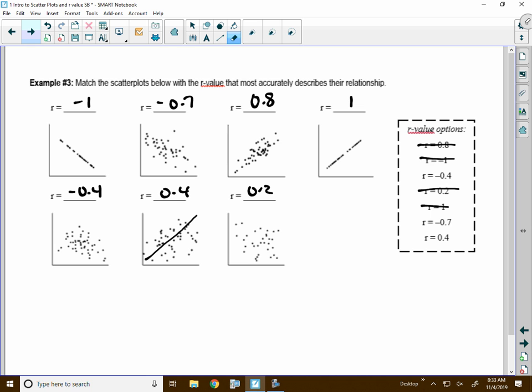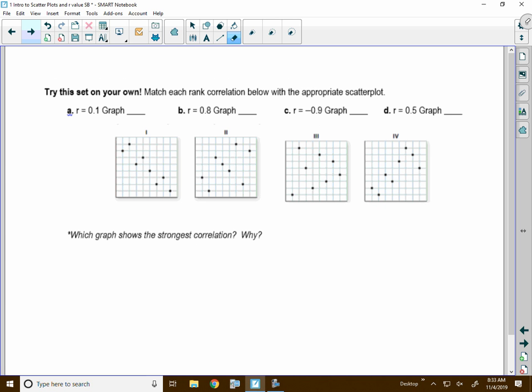Okay. All right. Here we go. Try it. Go ahead and do this one on your own if you haven't already. See if you can figure out which one's the strongest correlation and explain why. Give me a good explanation as to why.